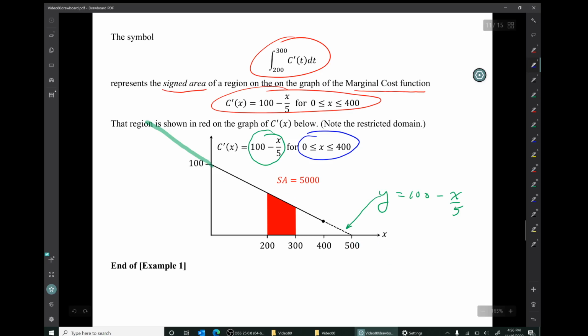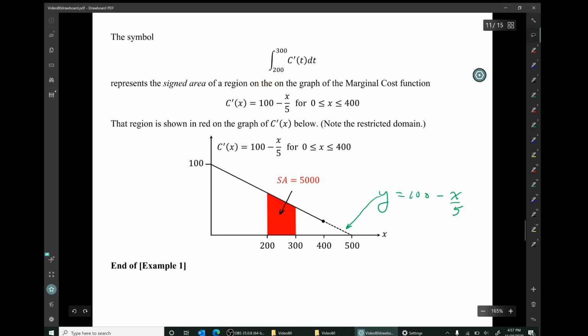So our domain is that interval. And this definite integral corresponds to the region between the graph of C prime and the x-axis from x equals 200 to x equals 300. So that's this shaded area. And the value of that shaded area is 5,000. So that's how we illustrate the result using the graph of C prime. So the change in cost shows up on the graph of the marginal cost as an area. That's the end of that example.